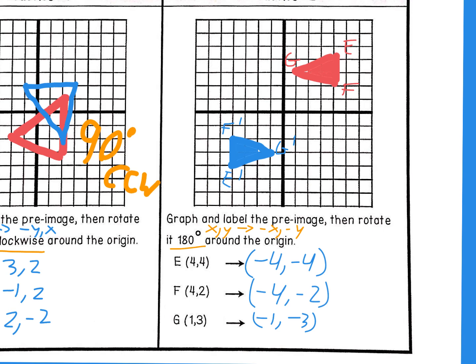And so we've rotated triangle EFG 180 degrees around the origin. And of course, it doesn't matter which way we go, because a 180-degree rotation is essentially a reflection.